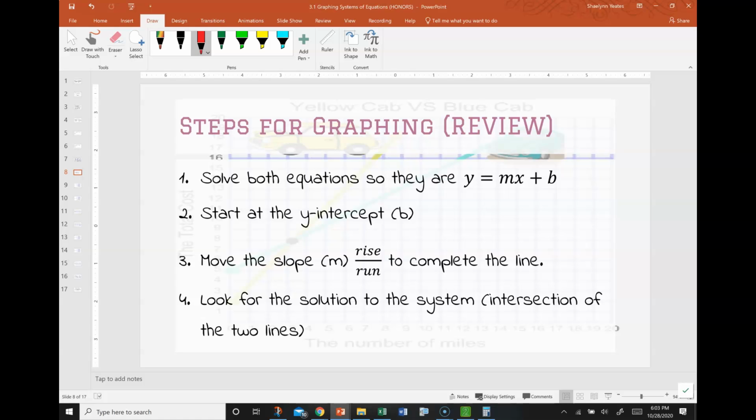So with that information in mind, we are now just going to be going through and graphing some systems. So first off, we need to go over the steps for graphing. So we need to solve both equations so they are y equals mx plus b. If they're not, it's going to screw you up. Then start at the y-intercept, which is the b. Remember the b is the number without the x. Okay, then you're going to move the slope, which is rise over run, to complete the line. Look for the solution to the system, which is the intersection of the two lines.